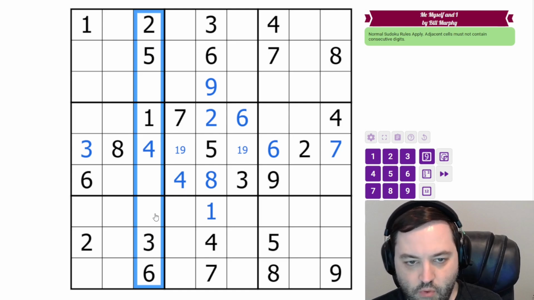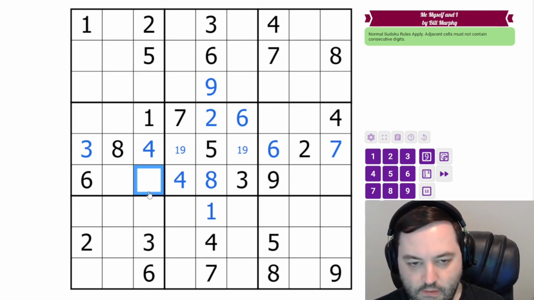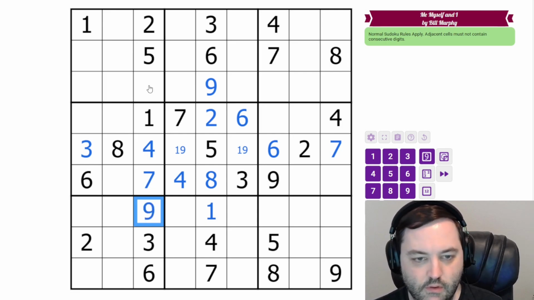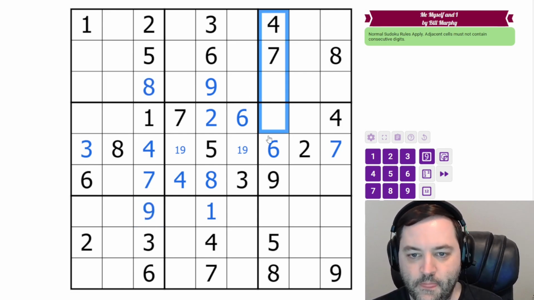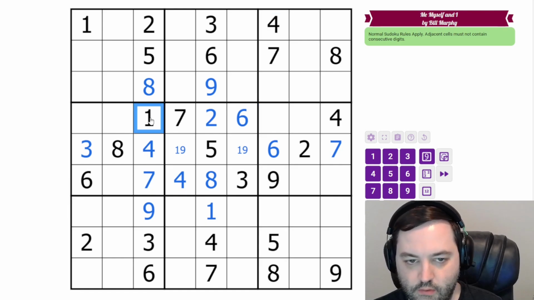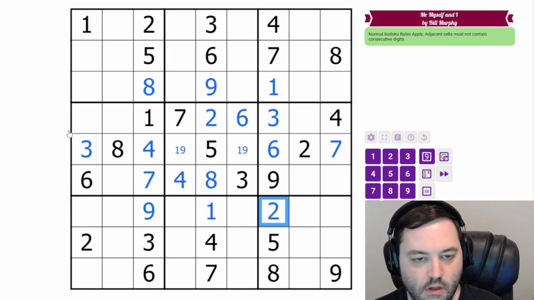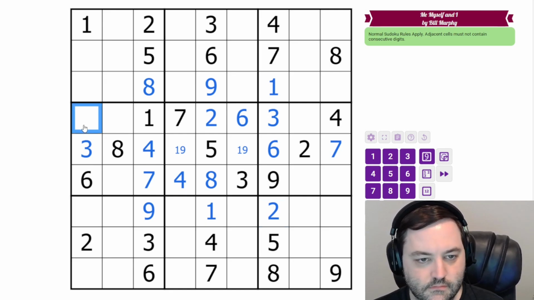Now in this column, we need 7, 8, and 9. This cell sees an 8 and a 9, so it's 7. And 8 can't go next to 7. So this is 9, and this is 8. In this column, we need 1, 2, 3. We have a 1 and a 2. 2 can't go next to the 3. And that resolves that column.